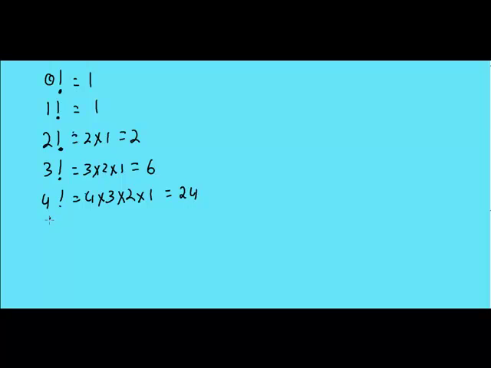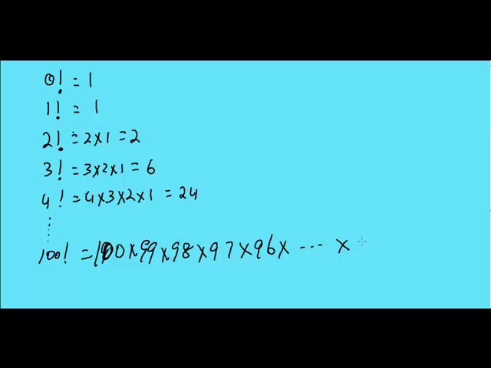As we go on, if we say 100 factorial, that just means 100 times 99 times 98 times 97 times 96, times dot dot dot. You keep multiplying all the way until you get to 1. That's what 100 factorial means. So let's do some simple problems with factorials.